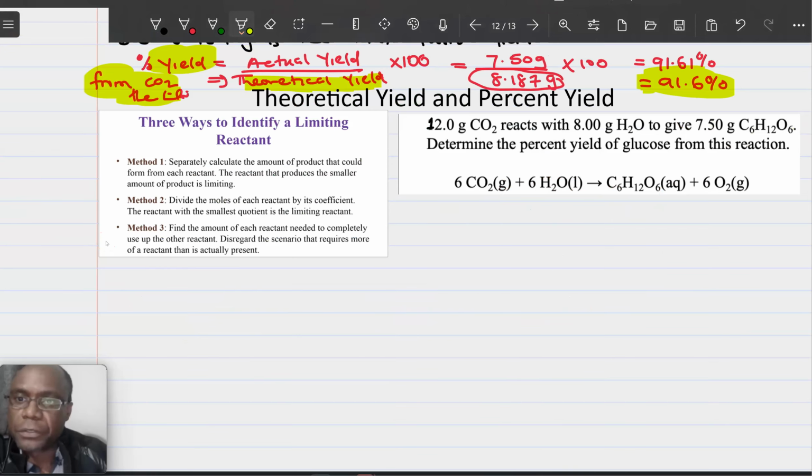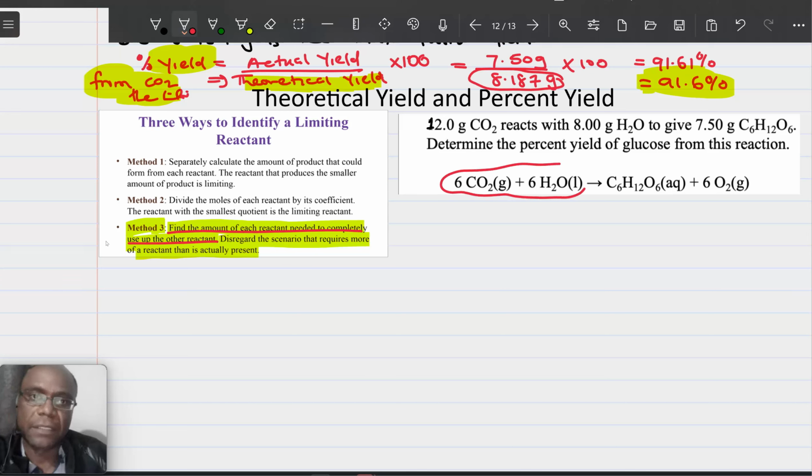We are going now to use method 3 of finding the limiting reactant. To find the limiting reactant, we are going to find the amount of each reactant needed to completely use up the other. You are going to disregard the scenario that requires more of a reactant than is actually present. The main point here is to find the amount of each reactant needed to completely use up the other. So you're focusing just on the reactants, the CO2 and the water.